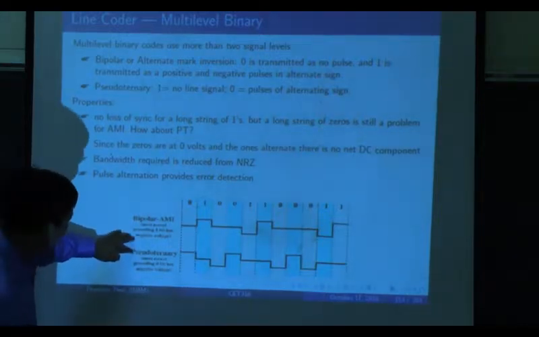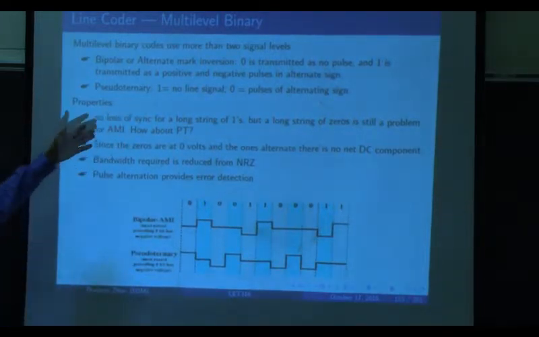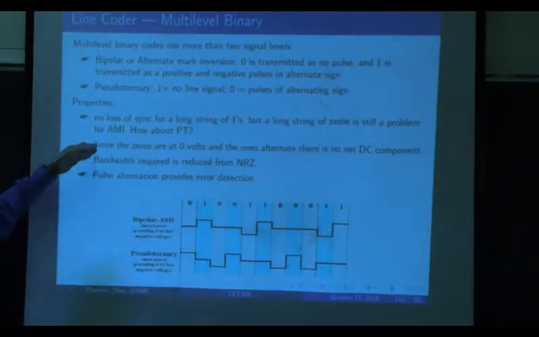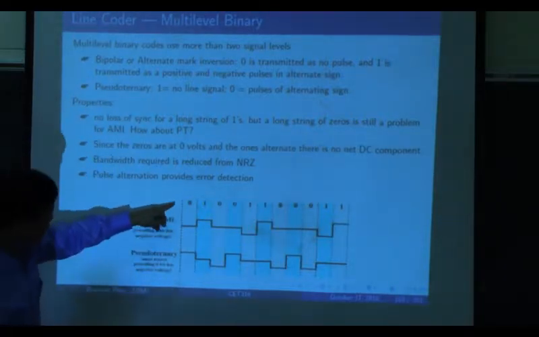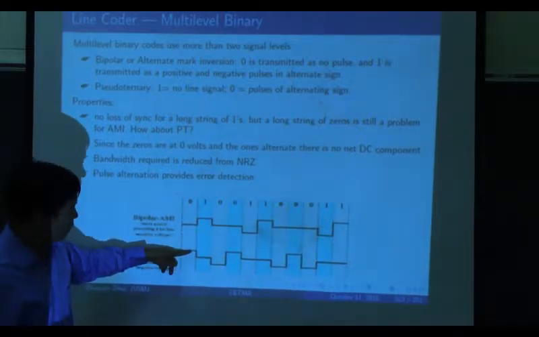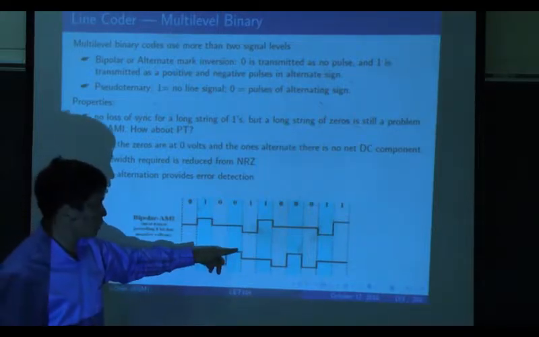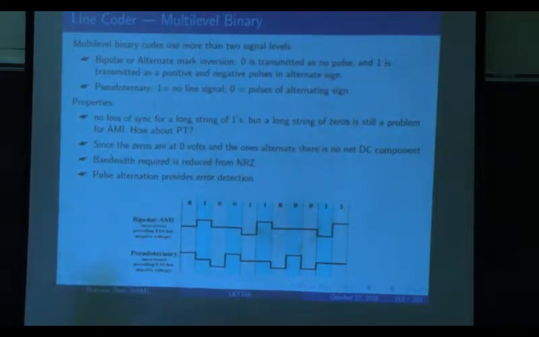Pseudoternary. The rule is if 1, no line signal, 0 pulses of alternating sign, opposite to this one, right? AMI and pseudoternary are opposite. So 0, we use a positive here, and 1 is 0. Then another 0 means we need to use negative. Then another 0 we use positive, and 1, all positive. So these different codes have different properties, and we need to choose different codes for different applications. So we need to know which one is good for what application.